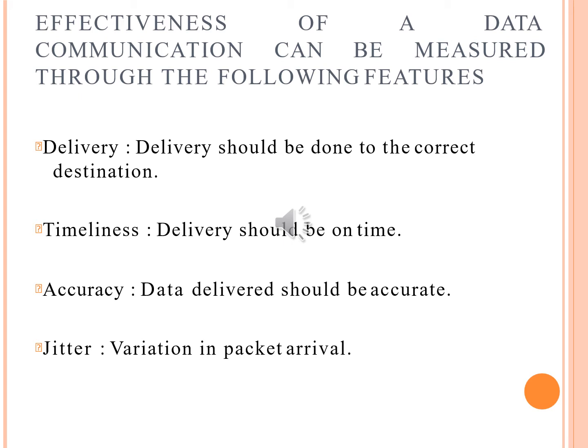As we talk about human body weight, that would be measured in kilograms, or in tons or whatever it is, right? So if we are talking about data communication or data transmission within the network, that would be measured with the help of the following key terms. One is delivery, right? Delivery must be to the correct destination. It means that point is clear.